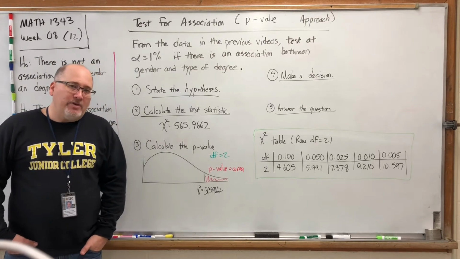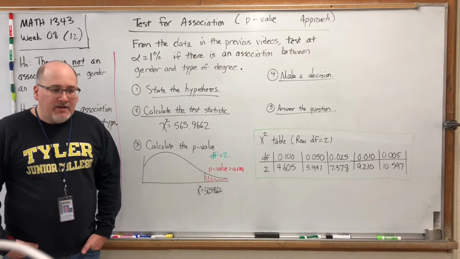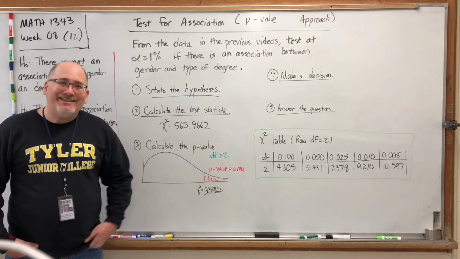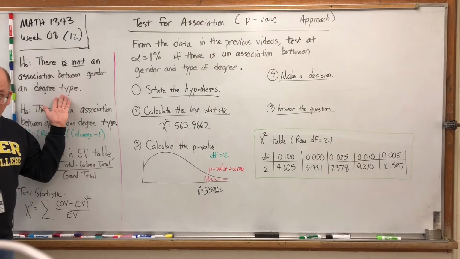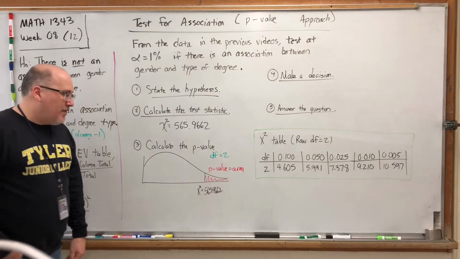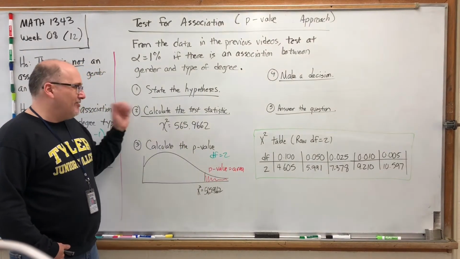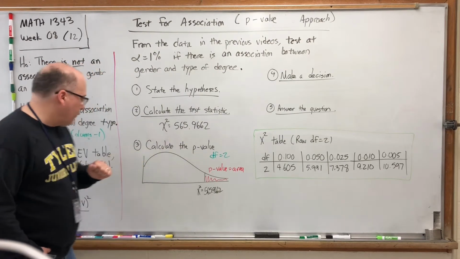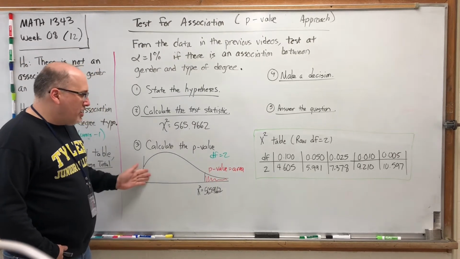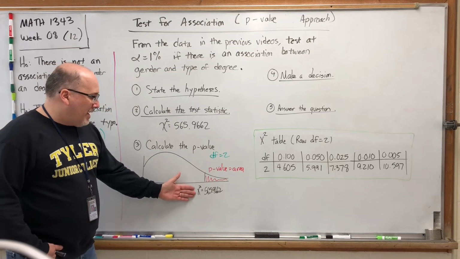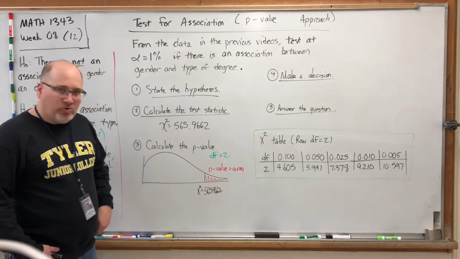Again, the p-value can be interpreted one of 2 ways. The technical interpretation is the p-value is the probability that our sample occurred given that the null hypothesis was true. Visually, the p-value is the area of the tail cut off by the test statistic. This is still a right tail test. We still have 2 degrees of freedom using the same formula from before. And so our p-value would be the area of the right tail cut off by chi-squared equals 565.9662 with 2 degrees of freedom.